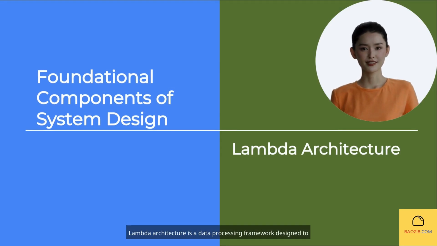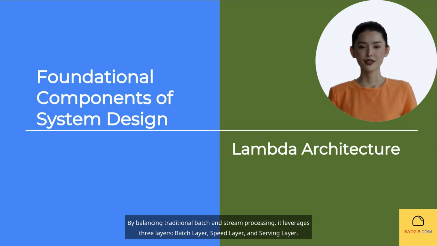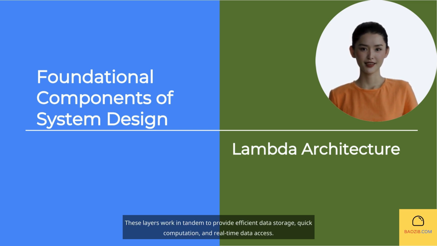Lambda architecture is a data processing framework designed to achieve high scalability, low latency, and high fault tolerance for large-scale data systems. By balancing traditional batch and stream processing, it leverages three layers: batch layer, speed layer, and serving layer. These layers work in tandem to provide efficient data storage, quick computation, and real-time data access.